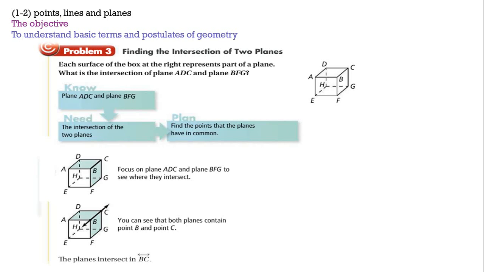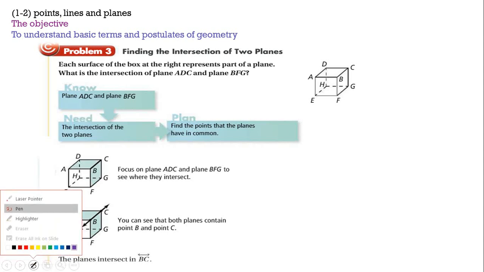Let's see what we have here. Finding the intersection of two planes. Each surface of the box at the right represents part of a plane. What is the intersection of plane ADC and plane BFG? Let's see, where are they?